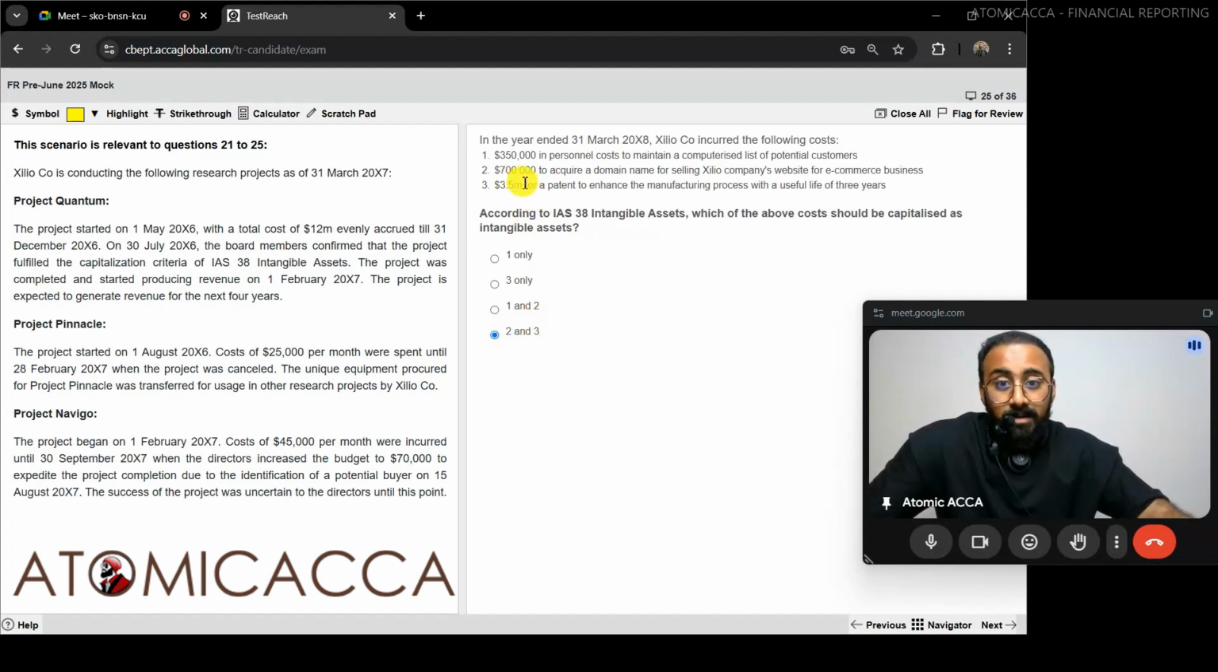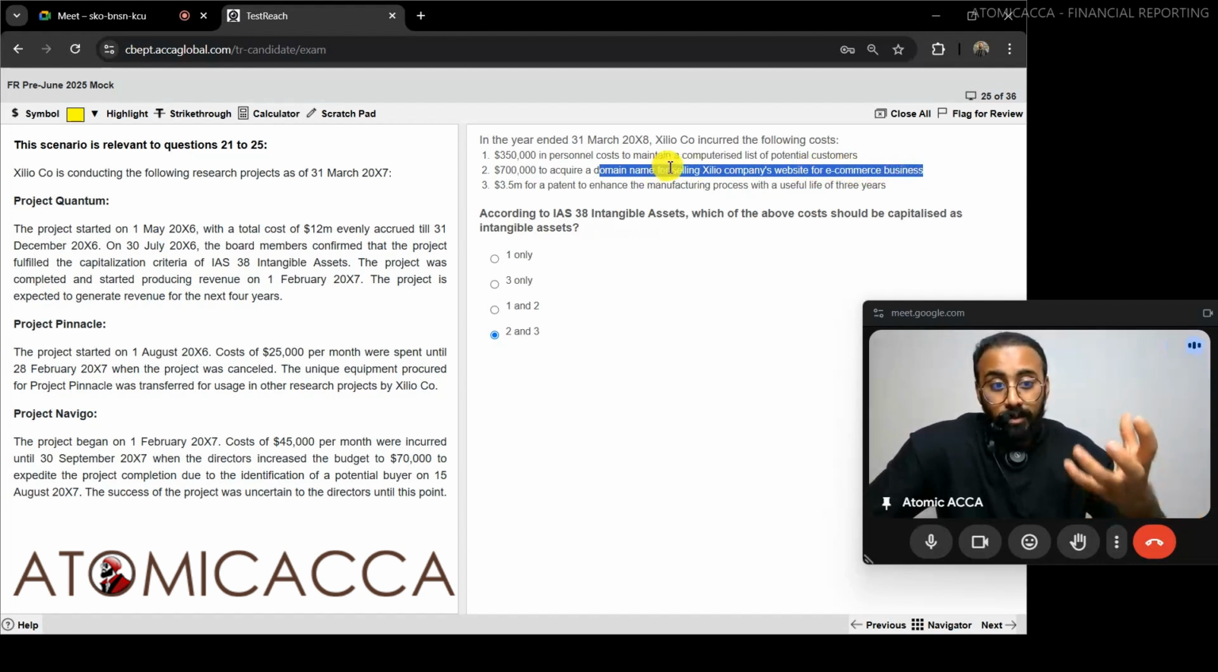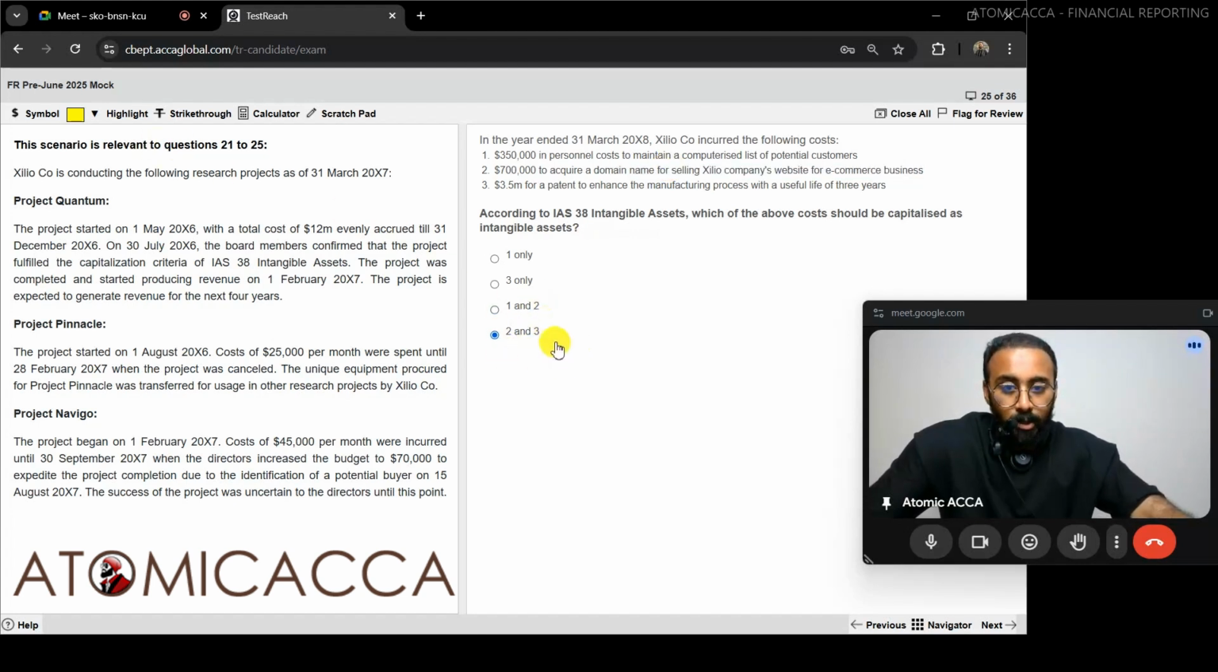So 2, 700,000 to acquire a domain name for selling Xillo company's website for e-commerce business. A domain name is something that you can capitalize because that's an asset for you. Only you can have it, and this will also help in enhancing the economic benefit because that will allow you to run an e-commerce business. So 2 is also a capital asset, which means 2 and 3 is your option. Let's just read the third one. 3.5 million for a patent to enhance the manufacturing process with a useful life of 3 years. That's a patent, a direct example of an intangible asset. So that's a capital expense. So 2 and 3 is your answer. And with that, 21 to 25, we're done with the second case study.